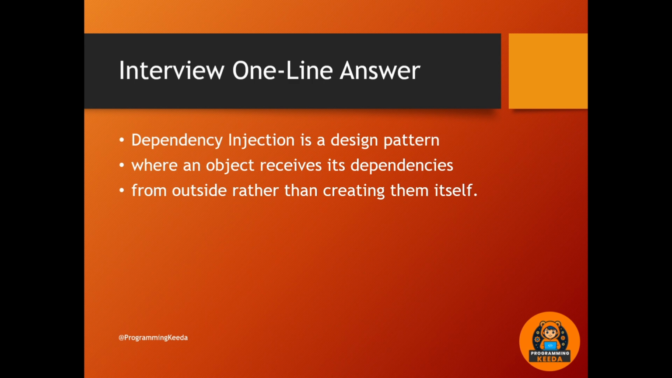Interview one line answer. Dependency injection is a design pattern where an object receives its dependency from outside rather than creating it itself. In an interview, time is limited and interviewers often expect crisp and clear answers. A perfect one line answer is: dependency injection is a design pattern where an object receives its dependency from outside rather than creating it itself. The answer is simple and accurate and demonstrates a clear understanding of the concept.